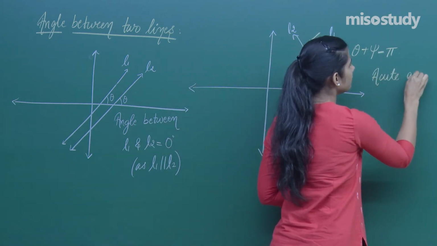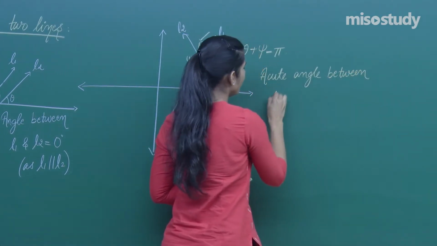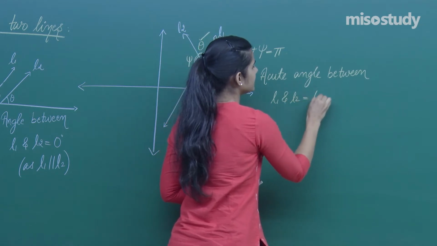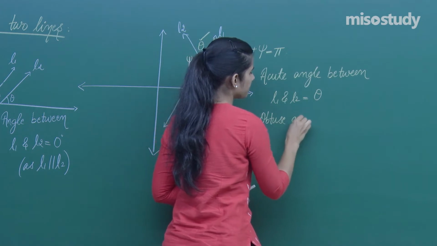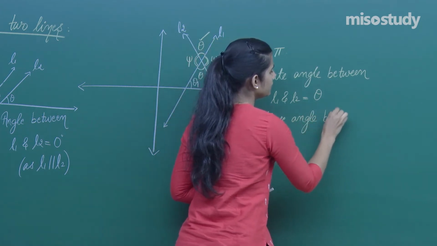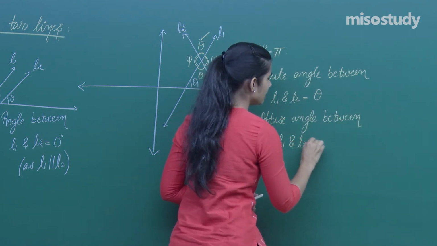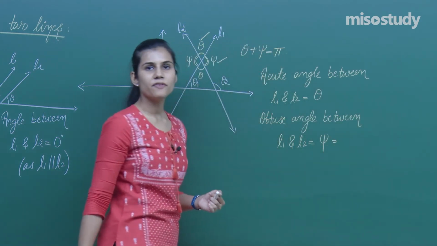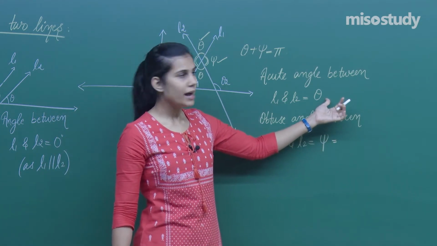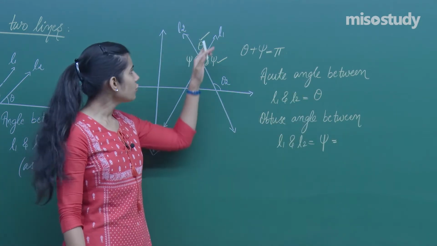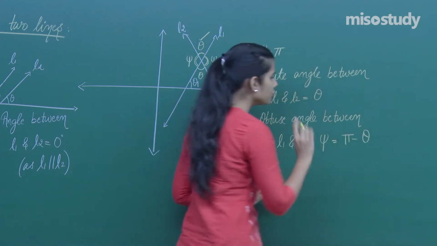So, in here, acute angle between L1 and L2 is theta, an obtuse angle between L1 and L2 is xi, but this xi can be found out only when you are aware about the acute angle between L1 and L2 only. Why? If you are aware about theta, you know that theta plus xi is 180. Just from 180, you remove theta, you get the value of xi.